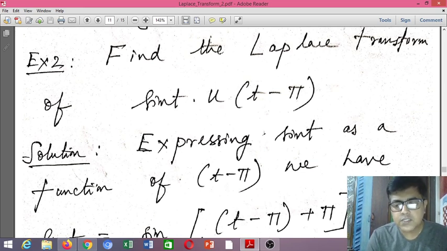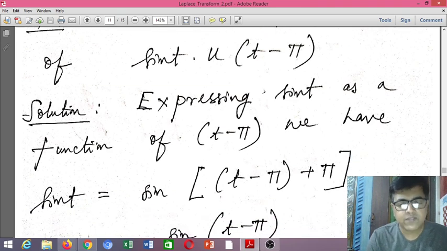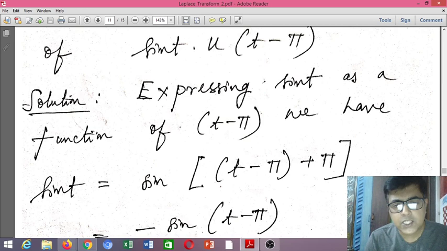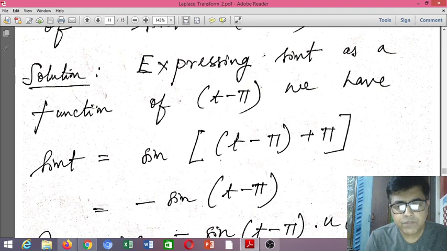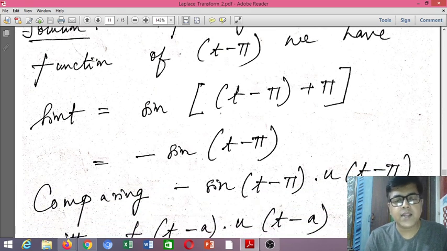How can we do that? This is the way. We can write sin t as sine of (t minus pi plus pi), and sine(pi plus theta) is minus sine theta, because it falls in the third quadrant where sine is negative. So it's minus sine(t minus pi). Eventually, in sine of (t minus pi plus pi), you consider t minus pi as theta, so it's sine(pi plus theta), which is minus sine theta. So it's minus sine(t minus pi). So once that is obtained, I can write sine t as minus sine(t minus pi).